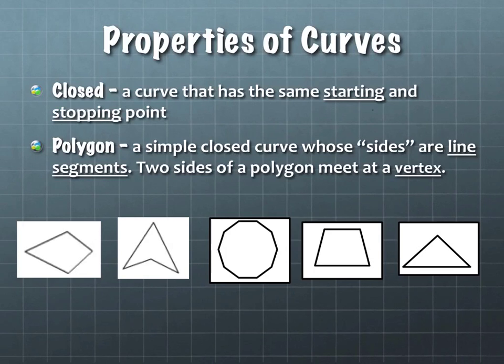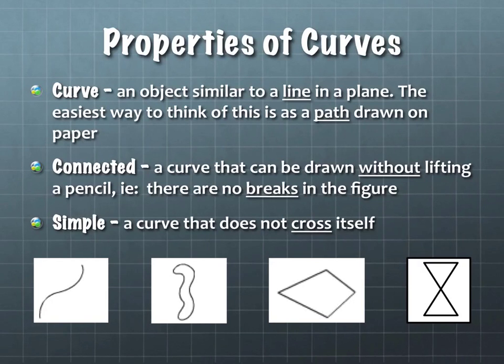Emily? By simple, when it says it does not cross itself, does that mean it can't even meet? No, it'll meet back up at itself, not intersect, but it can't cross over itself. Your classic example of something that would not be simple would be the figure 8. It crosses over itself in the middle, okay?